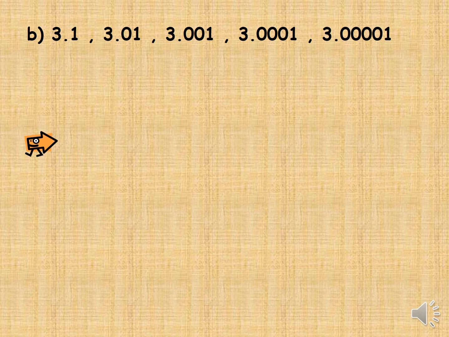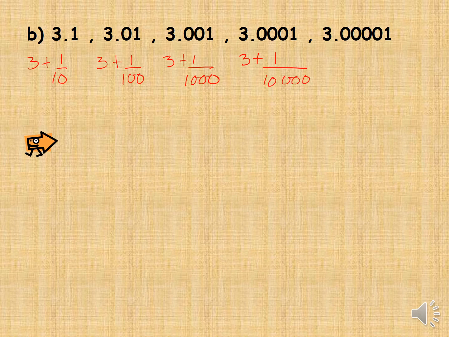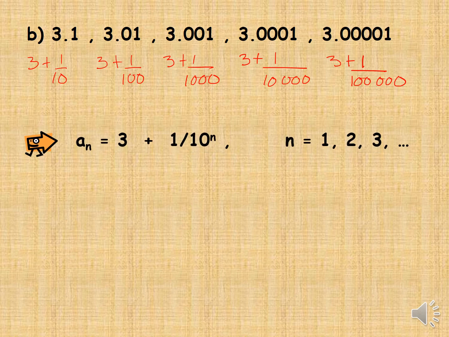Example B. We see the pattern of the sequence also. 3.1 is equal to 3 plus 1 over 10. 3.01 is equal to 3 plus 1 over 100. 3.001 is equal to 3 plus 1 over 1000. 3.0001 is equal to 3 plus 1 over 10,000, and 3.00001 is equal to 3 plus 1 over 100,000. So, the general term of this sequence is an equals 3 plus 1 over 10 to the power of n, where n are integers.